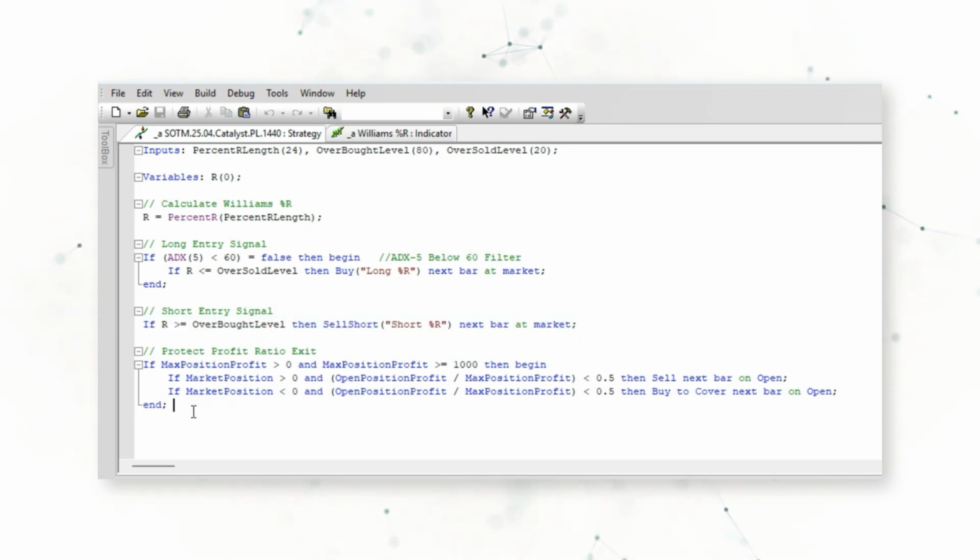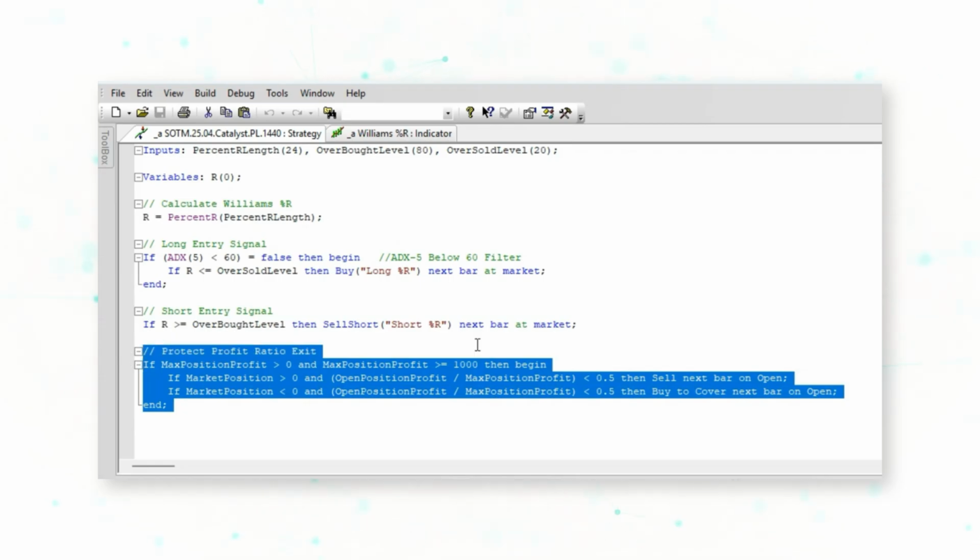What makes this strategy particularly interesting is its profit protection mechanism. Once a position moves in your favor by at least $1,000, the code implements a trailing profit exit that closes the trade if open profits fall below 50% of the maximum profit achieved. This effectively allows winners to run while protecting a significant portion of the gains.